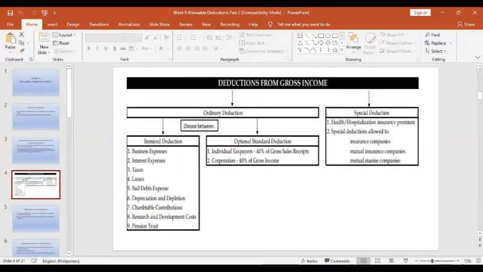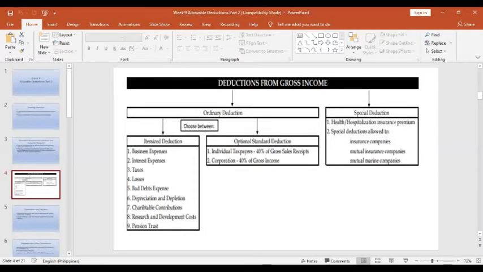Okay, again, let us go back to the matrix of the deduction from the gross income. As a reiteration, we have the classification of deductions: the special deductions and the ordinary deductions. The special deductions are the health and hospitalization insurance premium, and this is only allowable to insurance companies, mutual insurance companies, and mutual marine companies. In the ordinary deduction, the taxpayer can choose between the itemized deduction and the optional standard deduction, which is 40% of the gross income of the individual and corporate taxpayers.